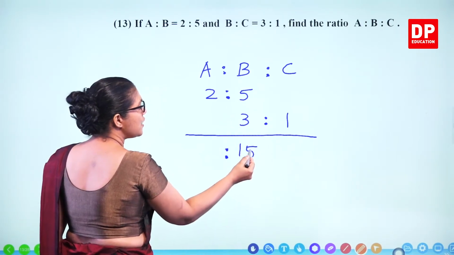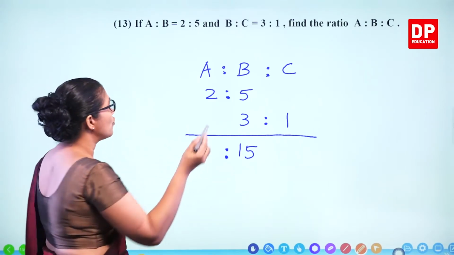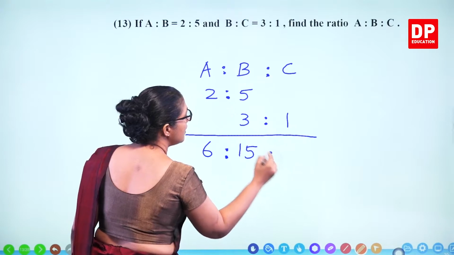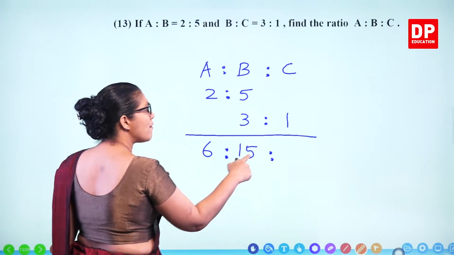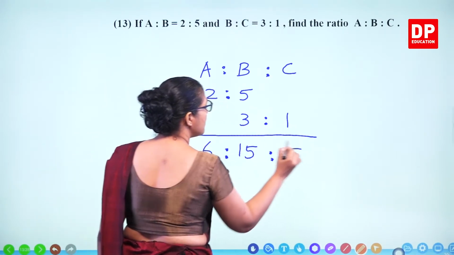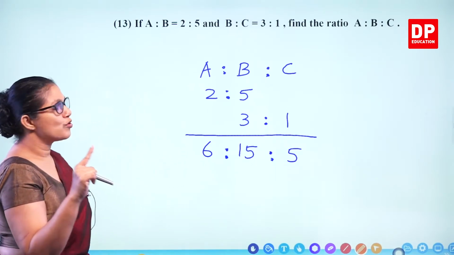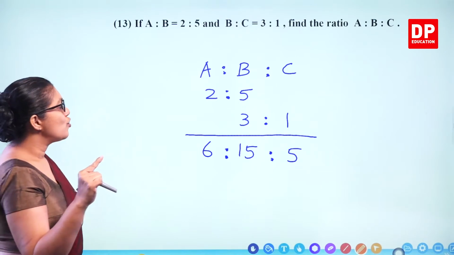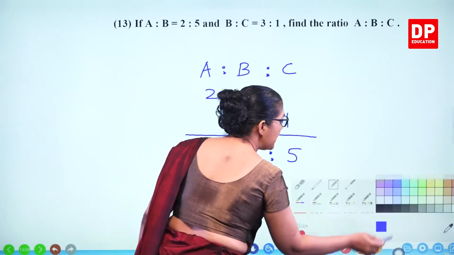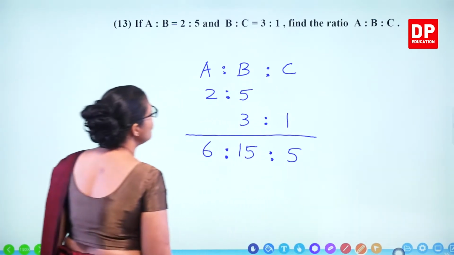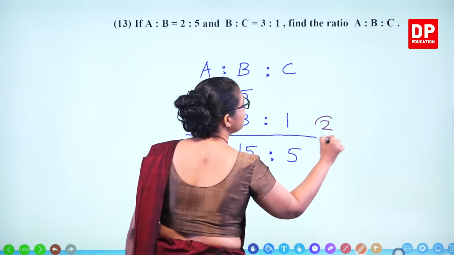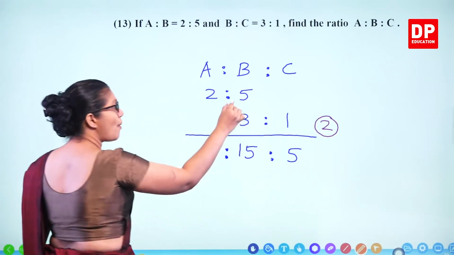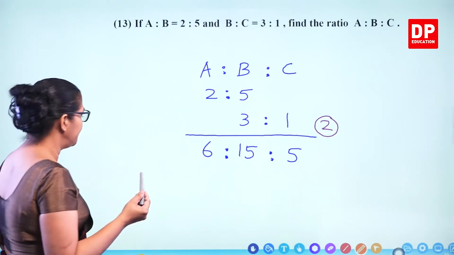5 becomes 15, multiply by 3. So 3 times 2, 6. Here, 3 becomes 15, multiply by 5. 5 times 1, 5. So the common ratio A to B to C is 6 to 15 to 5. So that's the ratio. So you get 2 marks for that. Always find the lowest common multiple there.